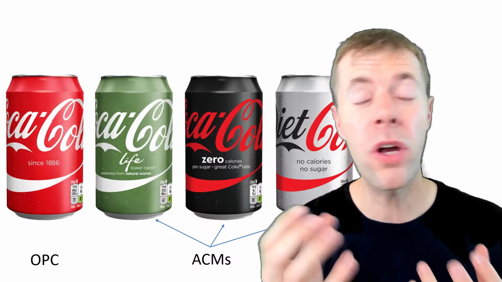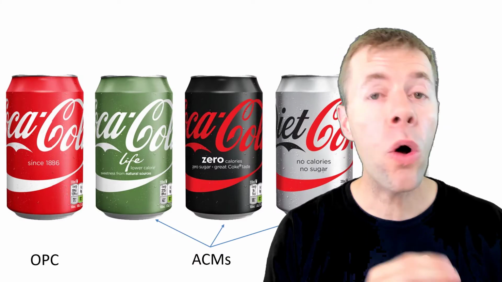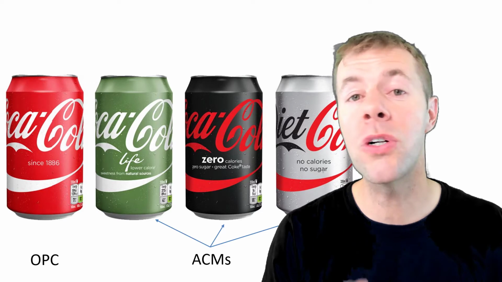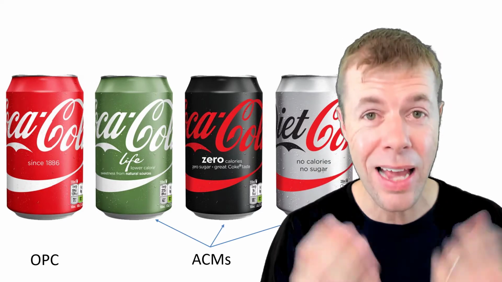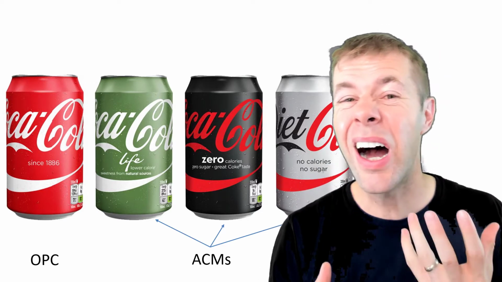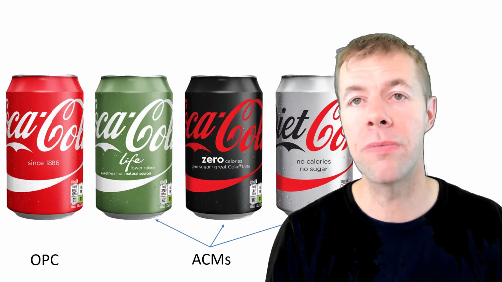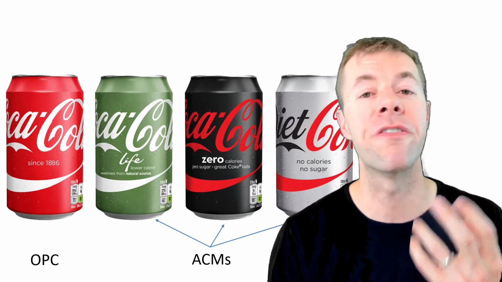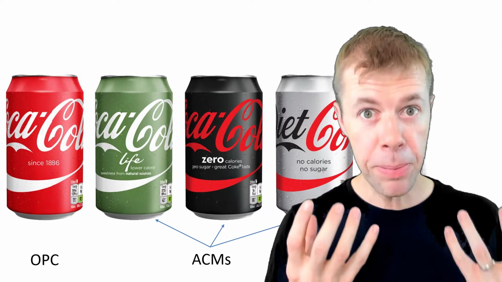Ultimately, I think a good analogy to compare ACMs to OPC is like Coke and the other types of Cokes. They're all Cokes, but they're all a little bit different. For example, Coke Zero, it's got 0 calories, and they say it tastes like Coca-Cola. I think it's a little bit different. Then there's Diet Coke, very, very, very different. And then there's Coke Life. This is the new kind of hippie Coke, right?